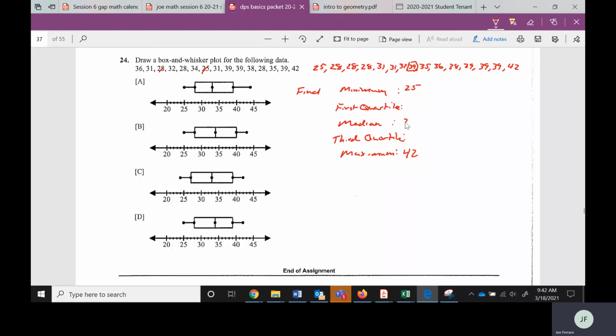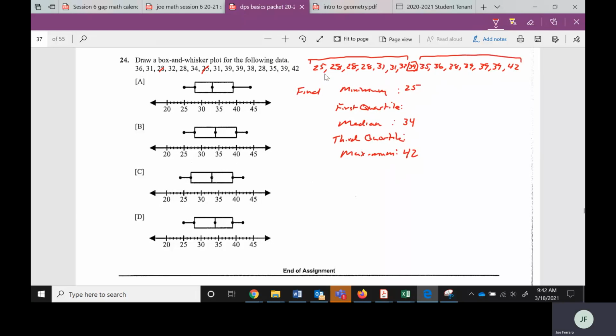Just 34. Now, to find your first and third quartile, you are finding the median of the first and second half. So if you have a median right in the middle, you don't count that as part of either half. So that's the first half of data. This is the second half of data.